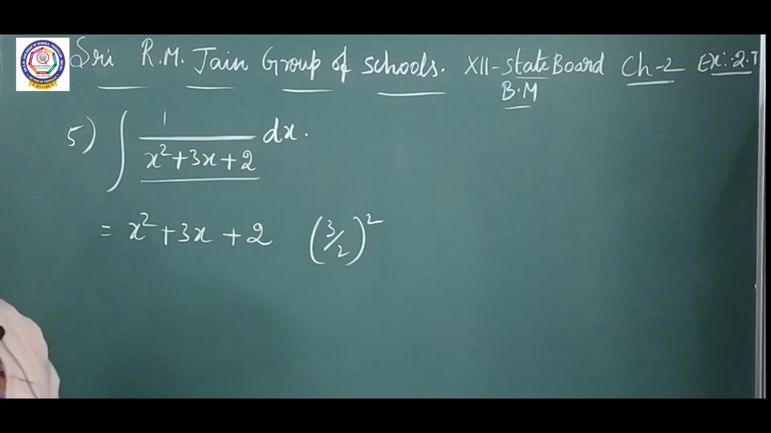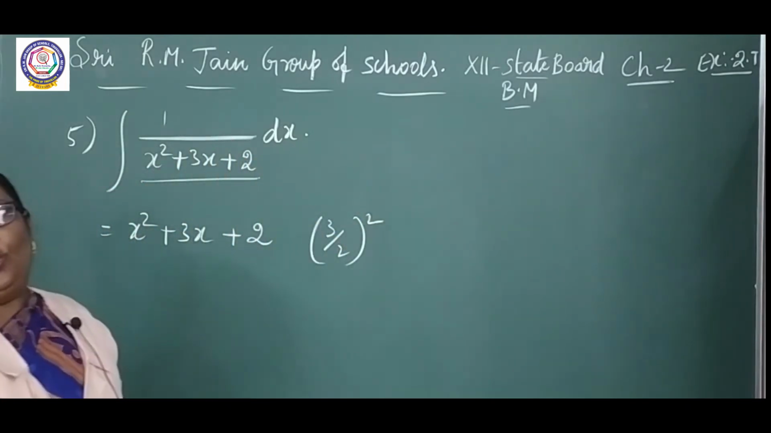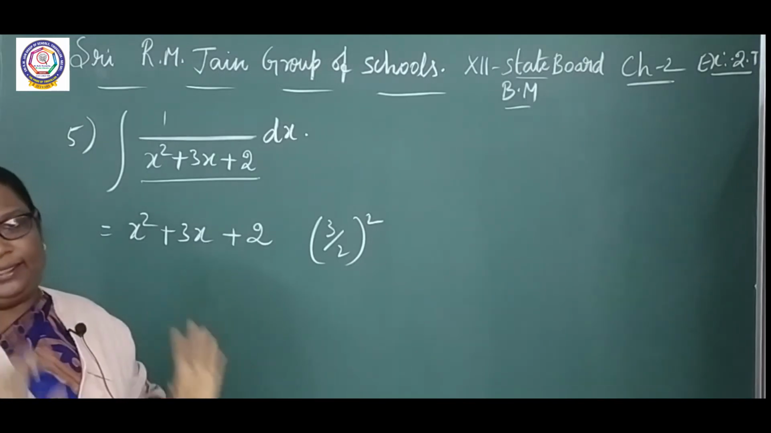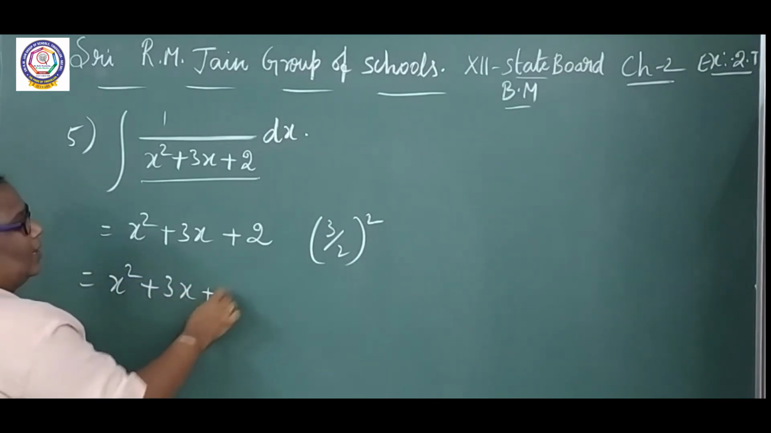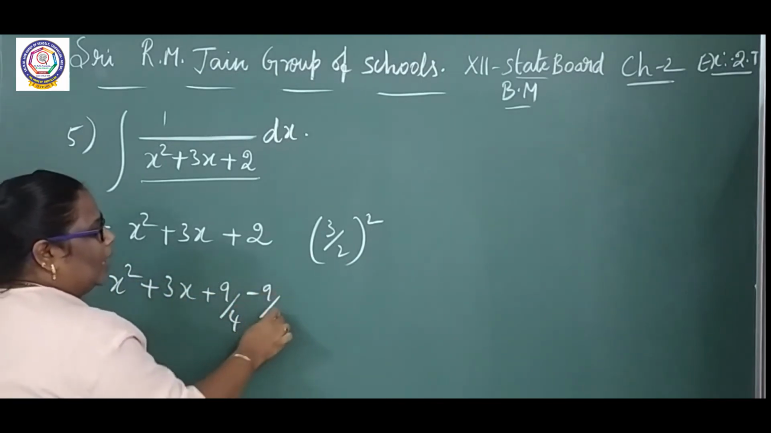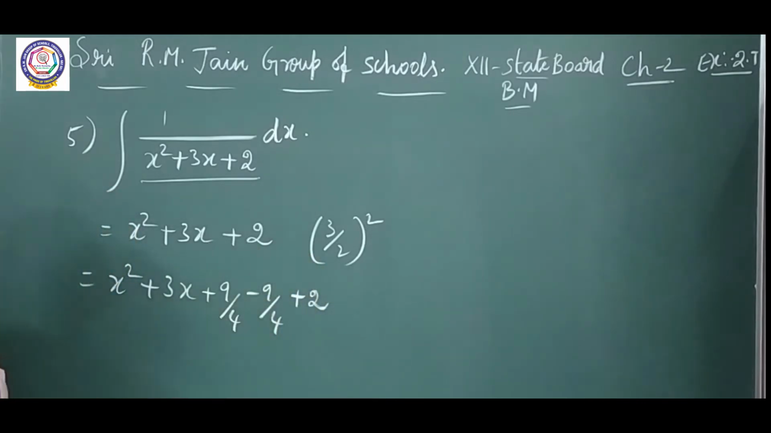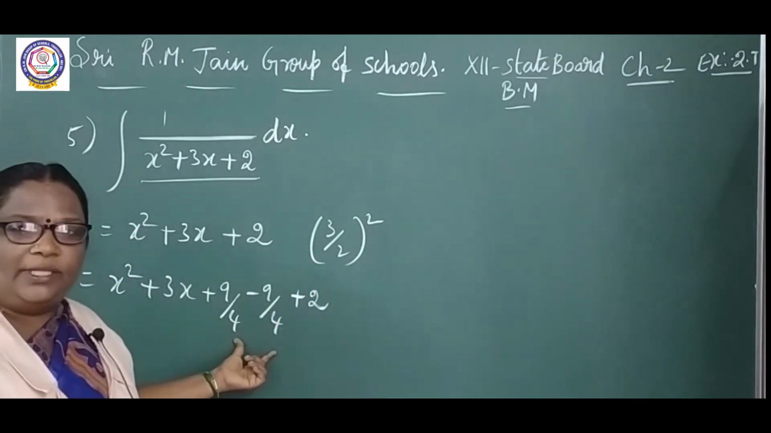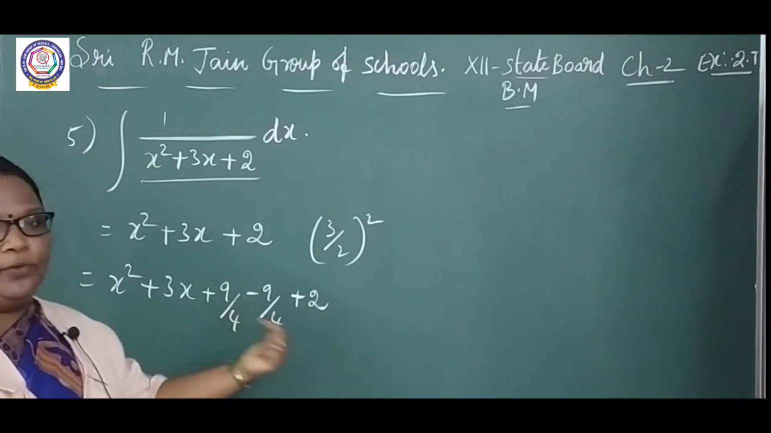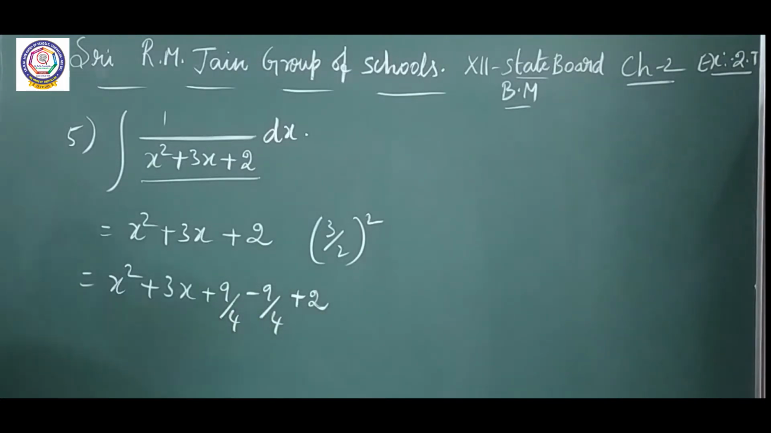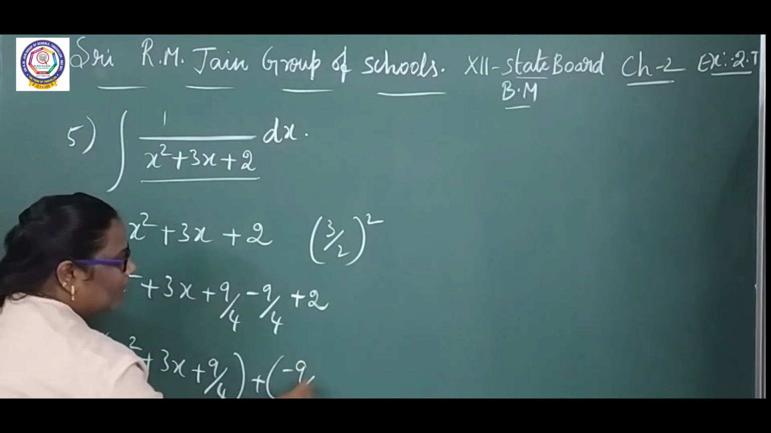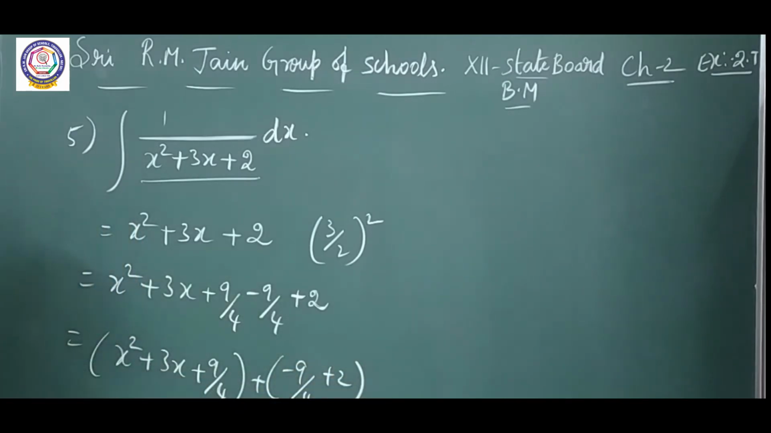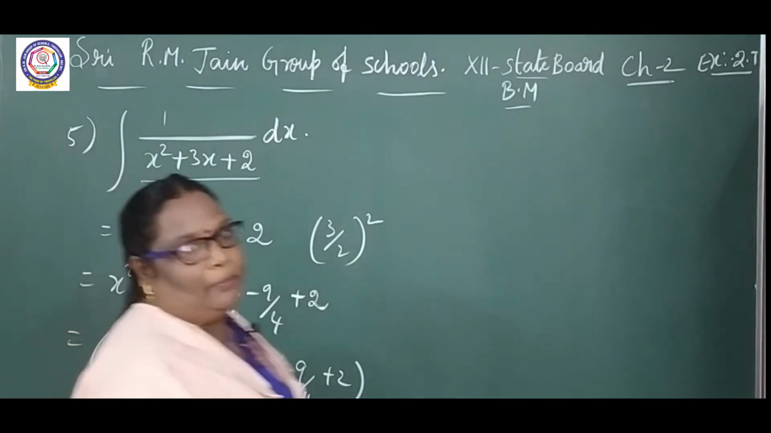Whatever term is the coefficient of x, you take half of it and square it, and you add and subtract that term. So see here, x square plus 3x plus 9 by 4 minus 9 by 4 plus 2. The next step is x square plus 3x plus 9 by 4, and you separate the term, minus 9 by 4 plus 2.